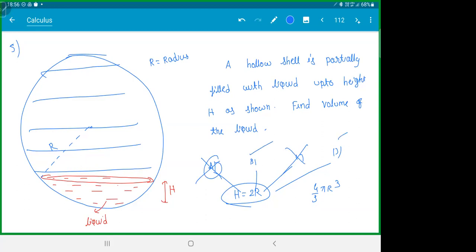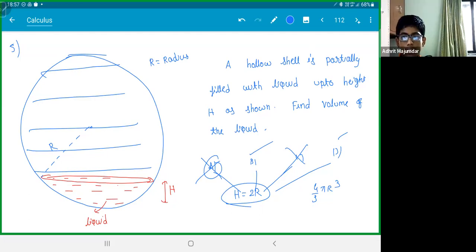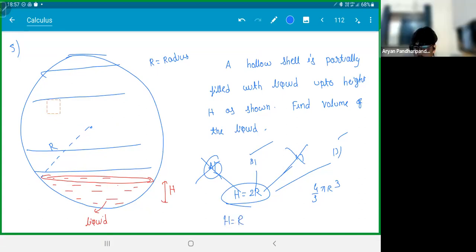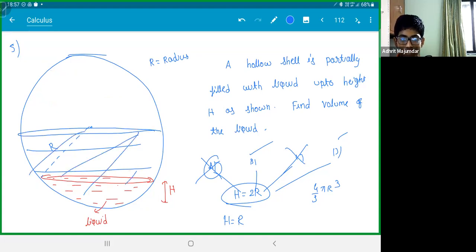What else can I do? I eliminated 2 options. What else can I do? How can I guess more? We can guess the area of a disk. No, we are putting h values and checking. What else? What other value can I keep, for which I know the answer? If I keep h is equal to r, h equal to r is what? Hemisphere, half shell, so what volume should I get?